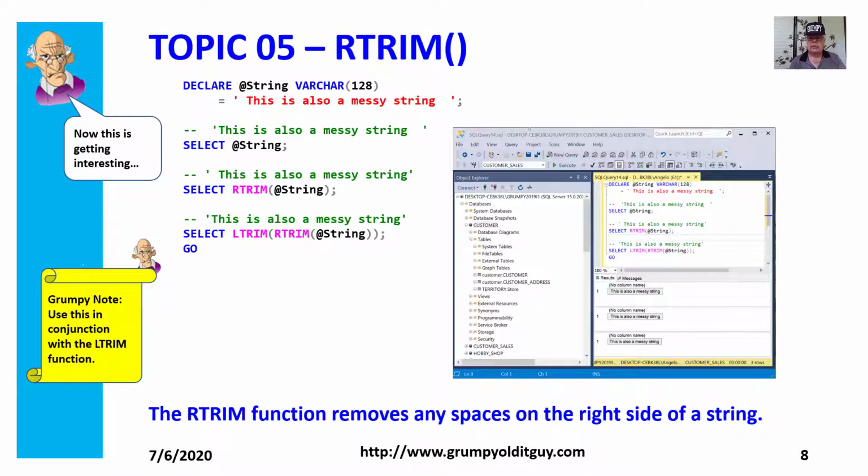Now again, I select the string first so you can see the blank spaces at the end of the string. And then I use a second select clause in order to use the RTRIM function to get rid of the blanks. You can notice that there are blanks in the front and blanks in the end of the string. So no problem, we'll just embed the LTRIM function within the RTRIM function and everything is cleaned up.